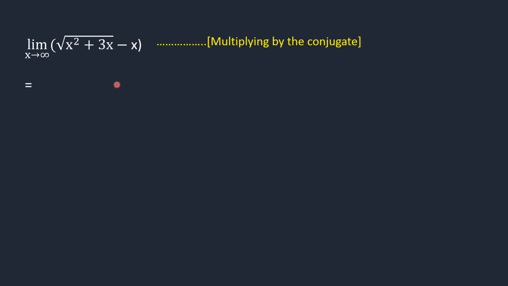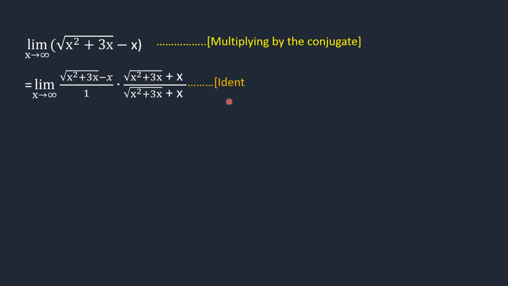Therefore, in the next step, we will multiply numerator and denominator by its conjugate, that is under root x square plus 3x plus x divided by under root x square plus 3x plus x. In the next step, we will carry out the product in the numerator according to the identity that we have: a plus b multiplied by a minus b is a squared minus b squared.